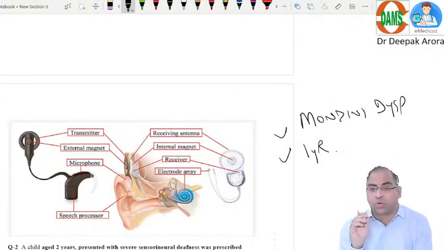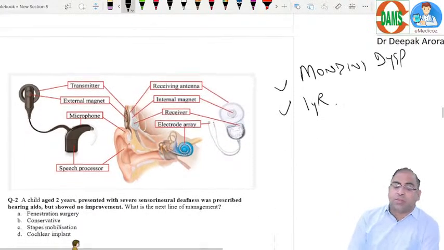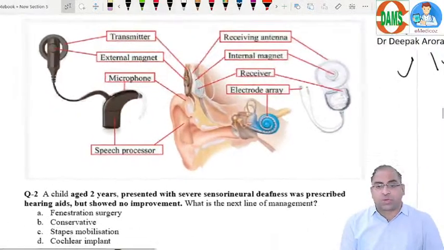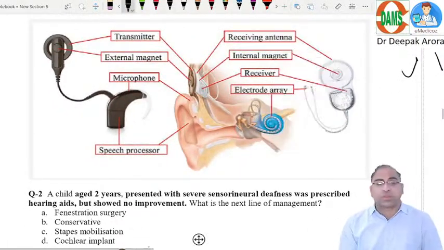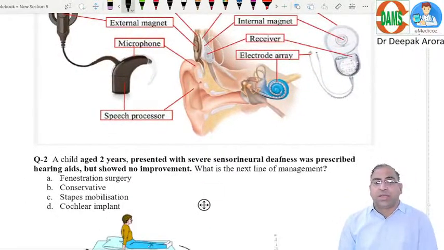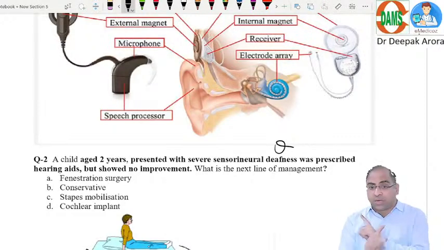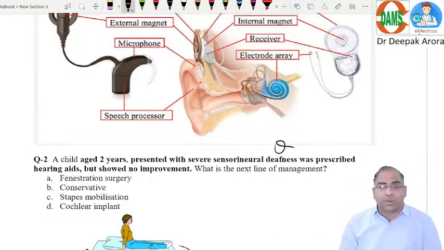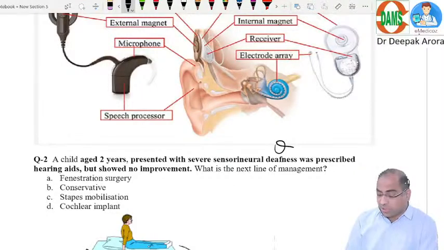1 year. So one MCQ will be either on hearing aid or on cochlear implant. This image is an expected MCQ. Clear? Like this question I am sharing now. Next, the second question: a child aged 2 years presented with severe sensorineural deafness, was prescribed a hearing aid, but no improvement. Then the next step will be cochlear implant. This question can be repeated.